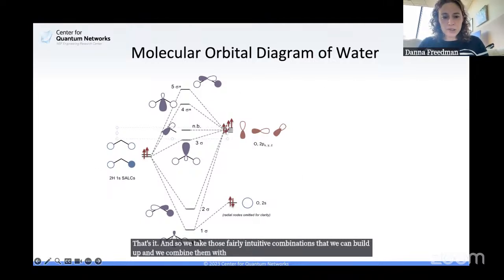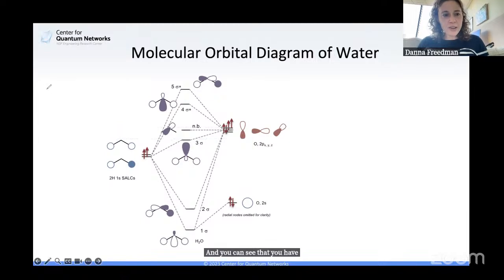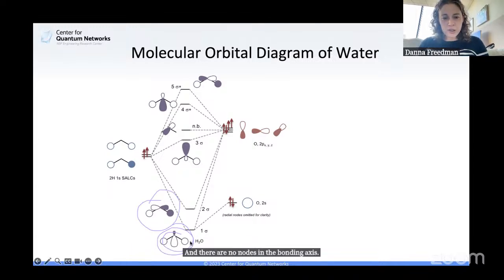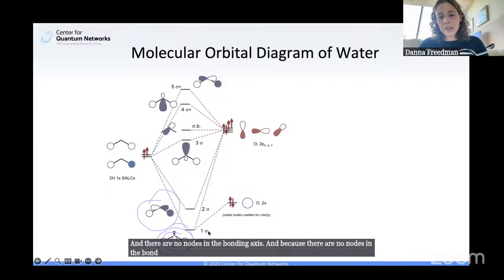And so we take those fairly intuitive combinations that we can build up and we combine them with the atomic orbitals. What you can see here is you take your atomic orbitals and you mix them with your symmetry adapted linear combinations, and you can see that you have configurations that have, for example, here, a lot of bonding character. So you can see how here we have extensive overlap between those orbitals, and here we have extensive overlap between those orbitals, and there are no nodes in the bonding axis.